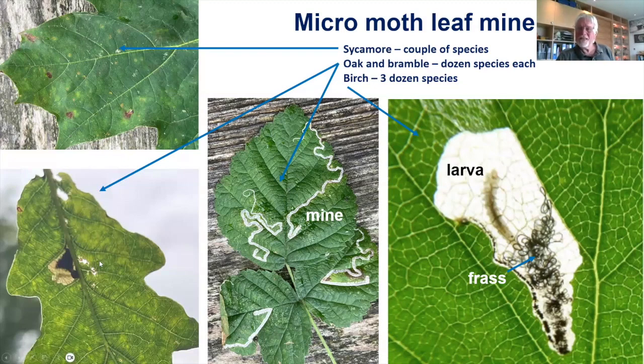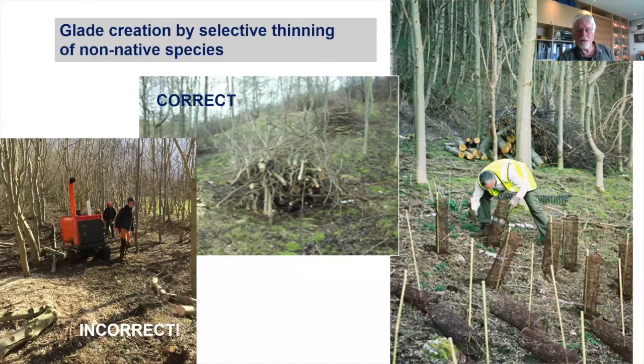So these tiny little micro moths, the larvae are the food of the birds and other insects, parasites and whatever. So sycamore, a couple of species, oak and bramble, a dozen species, birch, three dozen species. So if you're planting the native trees, you get the larvae that use them at the base of the ecosystem.